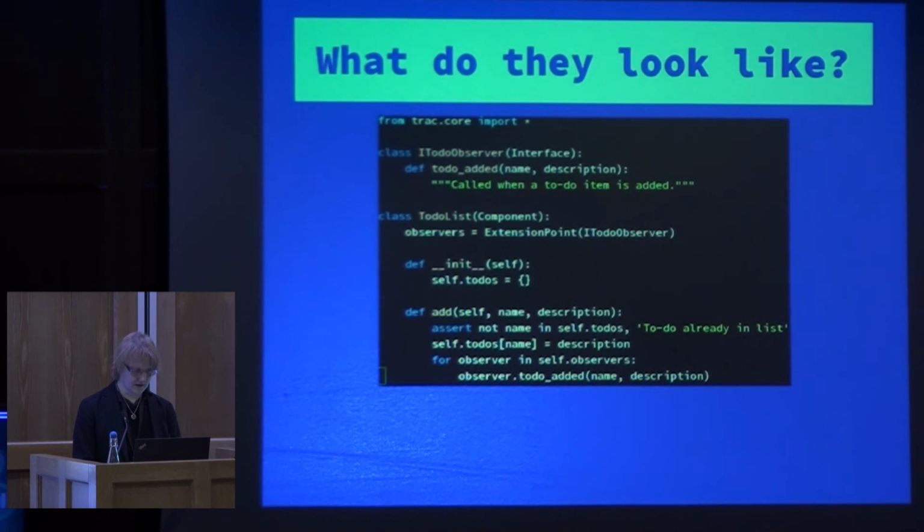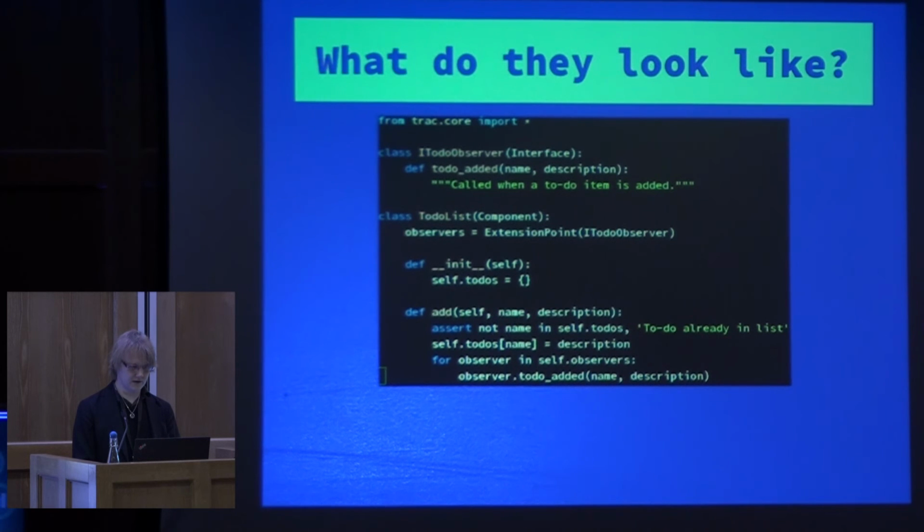So here we have an interface class IToDoObserver, and then a component ToDoList, and there you can see that observers is an extension point for IToDoObserver in the class, and it has its internal structure for to-dos and a bit of assert, and then when you add something to your to-do list, it goes through the observers and calls them.